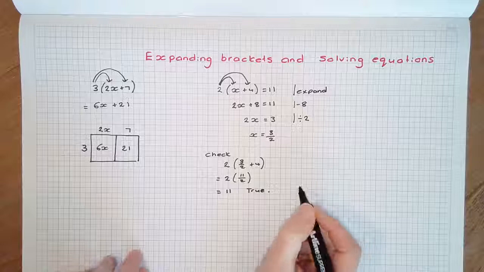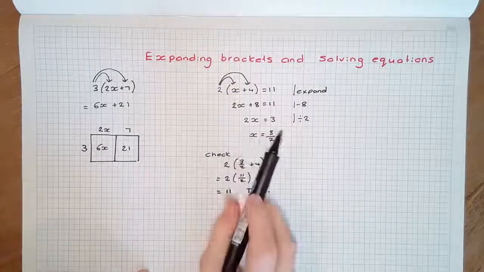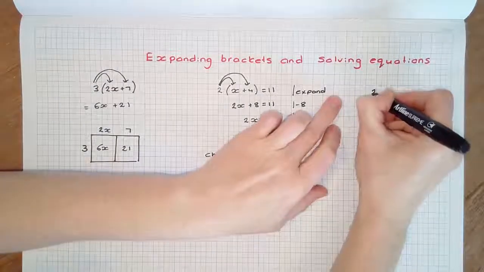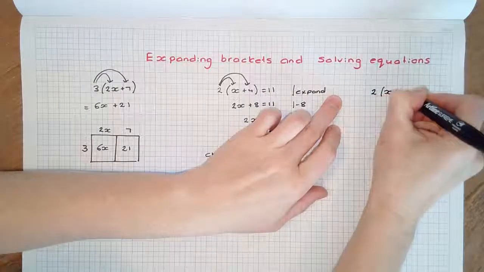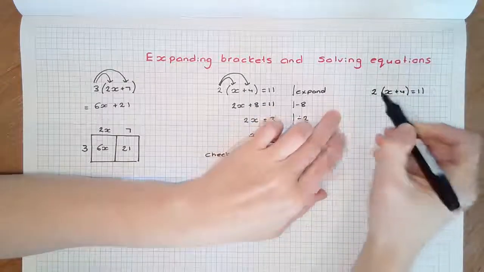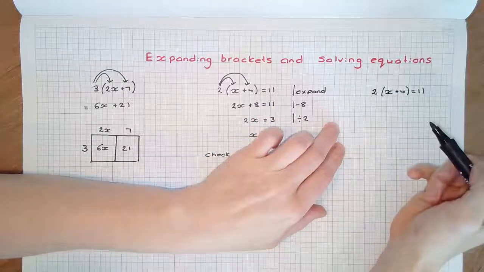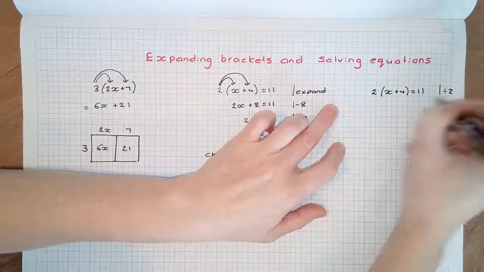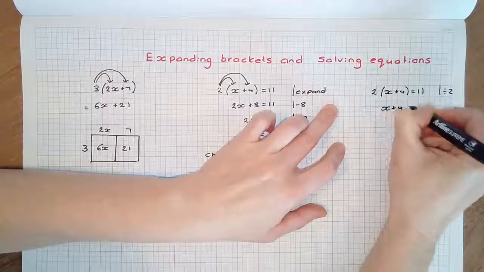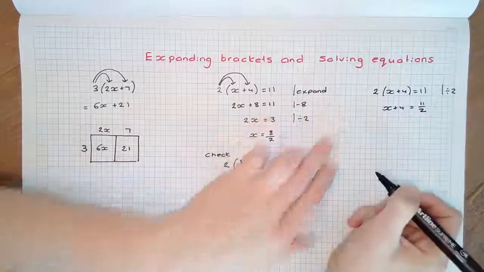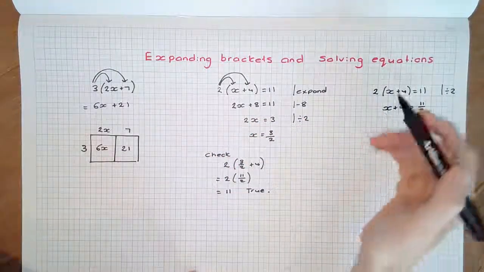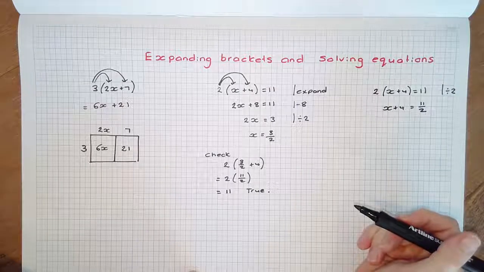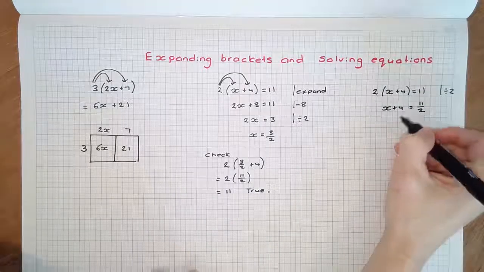Now, you may have noticed that there would be another way to go about solving this equation without expanding the brackets. 2 lots of x plus 4 equals 11. Rather than expand it, we could divide by 2 first, the inverse of multiplying by 2 at the front. What will happen is we'll end up with a fraction in our first line of working. So from here on, we've got to work in fractions, which is probably something we want to try and avoid until the end. But let's continue.